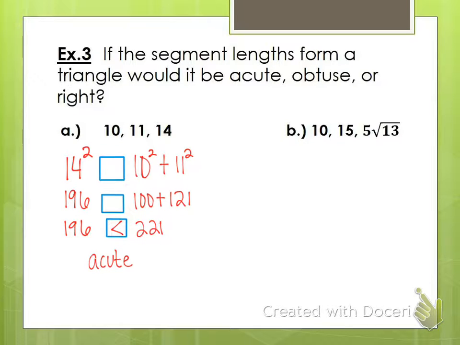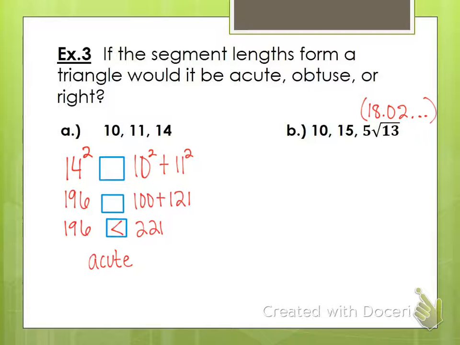All right, on 3B, before we get started, it might be nice to have a decimal approximation for 5 root 13. What is it? 18 point something, right? 0, 2, goes on and on. We're not actually going to use that number in our problem, but we would want to check to make sure that 10 plus 15 is greater than that. Is it?